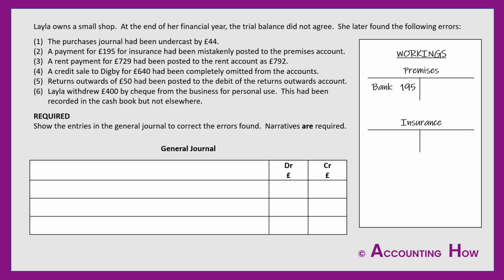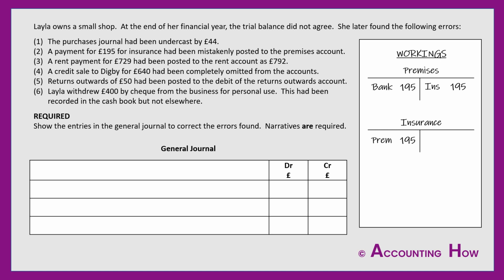So this is quite a straightforward one to sort. All I need to do is transfer it, move this 195, if you like, from premises into insurance. So I need to decrease the amount in premises, and then there it is on the credit, and then I'm going to send that to the debit of insurance, and it's now come from the premises account. And now I've got what I needed. I've got the 195 on the debit of insurance, and I've effectively cancelled out the 195 she put on the debit of premises by putting an entry on the credit.